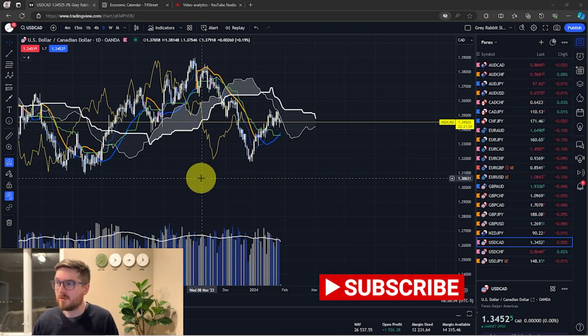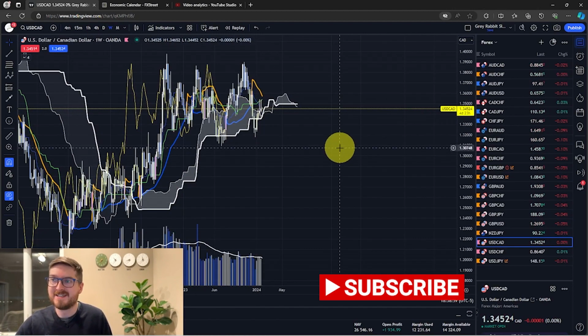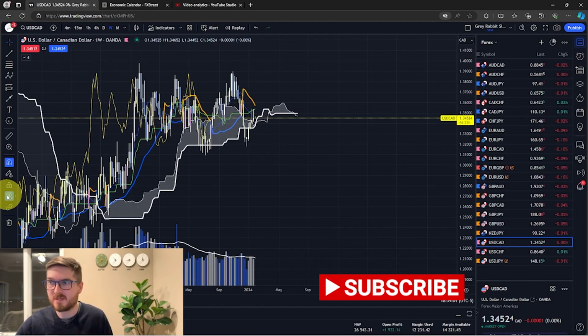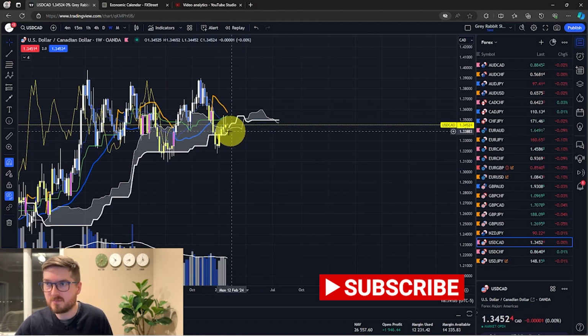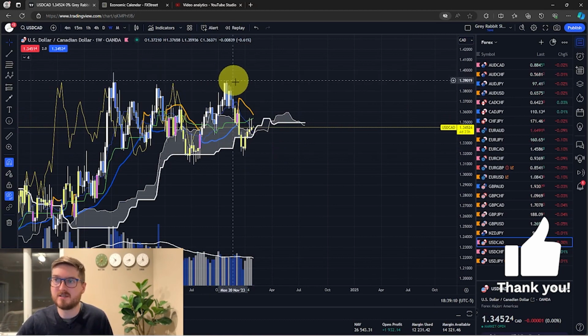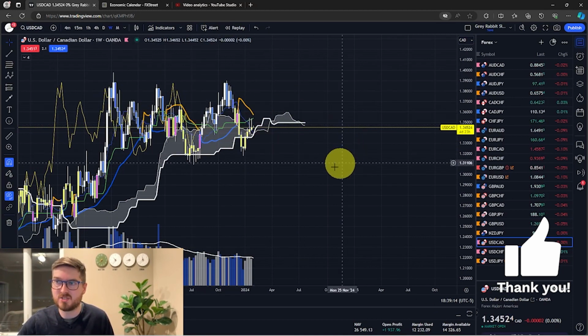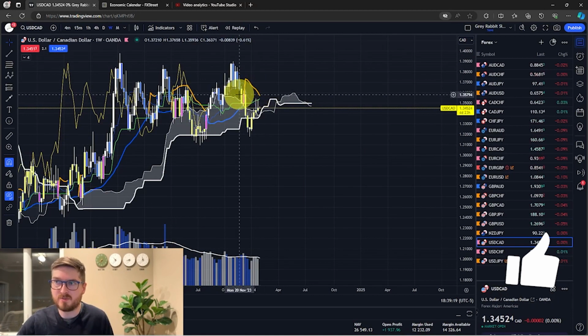Alright guys, so USD CAD on the weekly. Okay, now we're on the weekly. So guys, overall on the weekly, this doesn't really have much of a trend right now, right? We're kind of stuck. You can see this has been a long consolidation, but we have the gray Ichimoku line showing bearish.